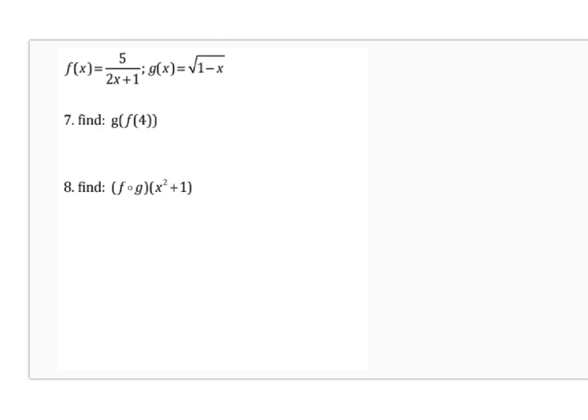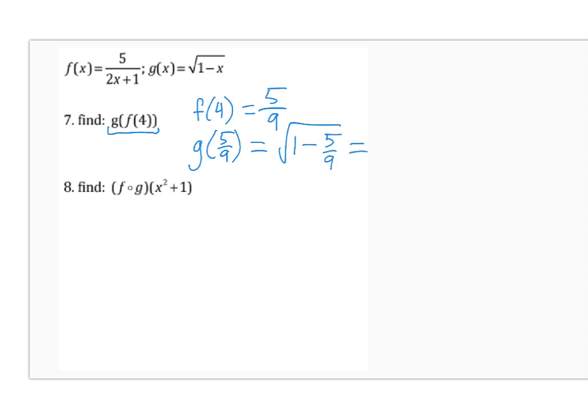Alright, for the next question, we're doing some function stuff. I'm finding g of f of 4. That means I've got to find f of 4, which in this case is going to be 5/9. And I'm going to plug that into g. So g of 5/9. That's the square root of 1 minus 5/9, which is the square root of 4/9, because 1 is 9/9. I can take the square root of that. Square root of 4 is 2. Square root of 9 is 3.